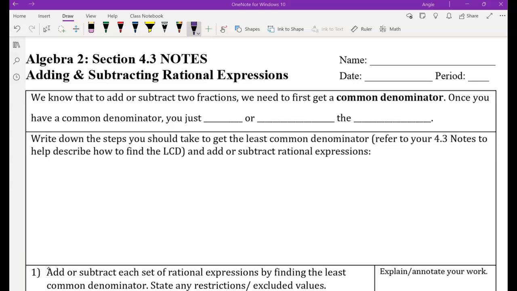So remember, a rational expression is like a ratio, so that's sort of like a fraction, right? A couple of things I want you to cross out for me is this right here. This one, just cross out, refer to your 4.3 notes to help describe how to find the LCD. We are going to do that here in 4.3.